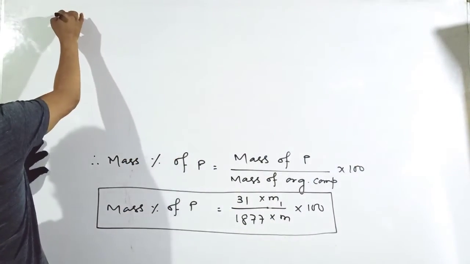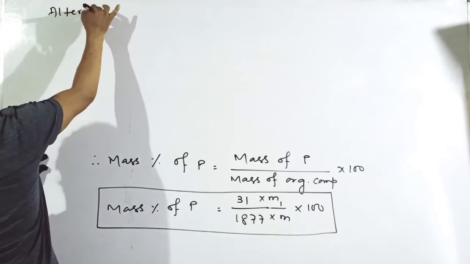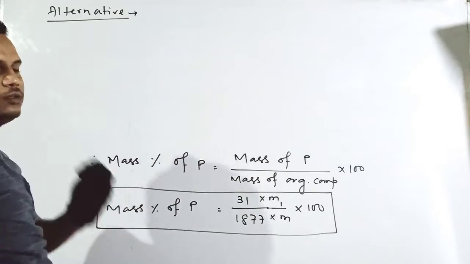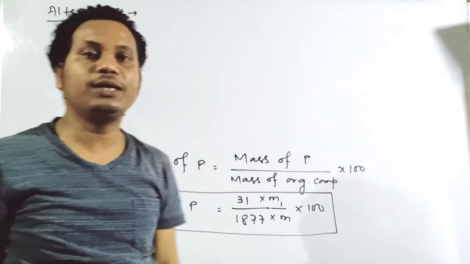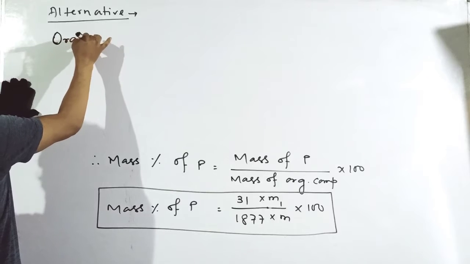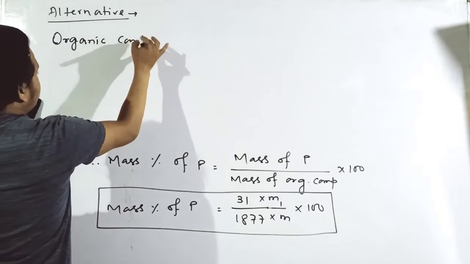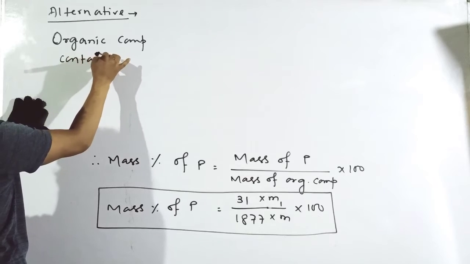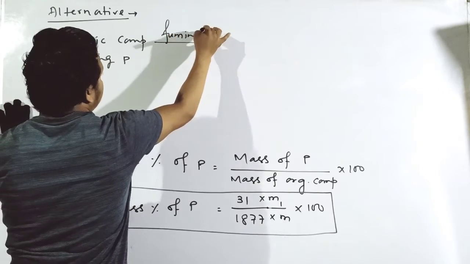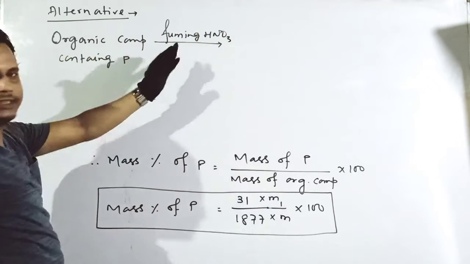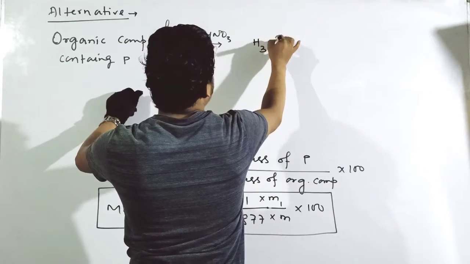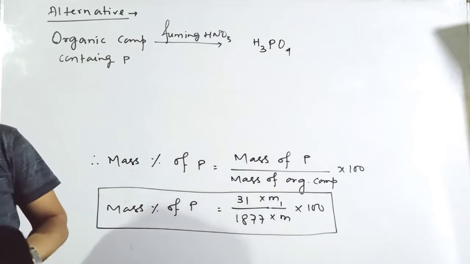So first, there is one more alternative process from which the mass percentage of phosphorus can be calculated. First, we take an organic compound containing phosphorus and treat it with fuming nitric acid. This is a good oxidizing agent, so the phosphorus contained in the organic compound is oxidized to phosphoric acid.